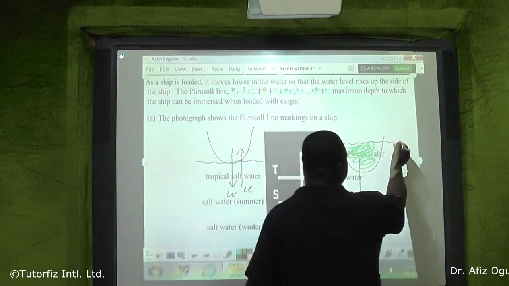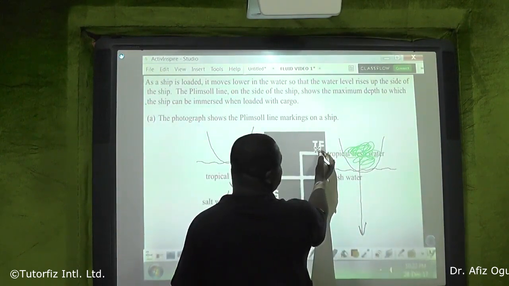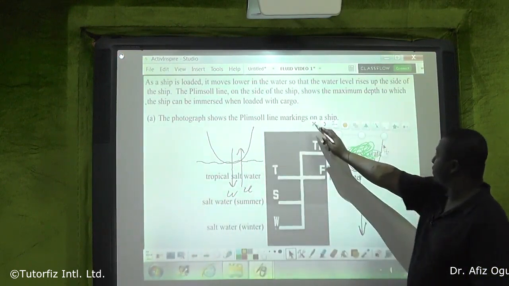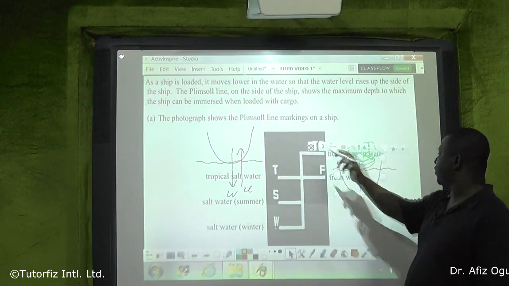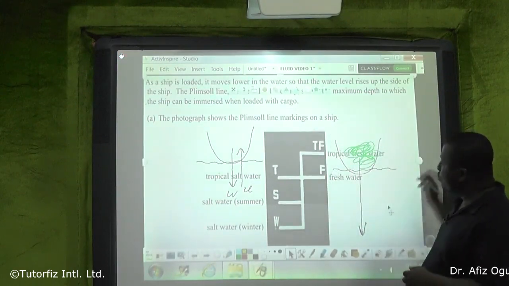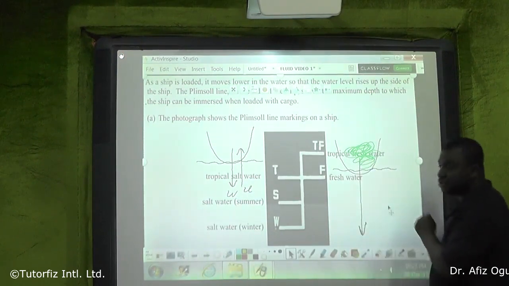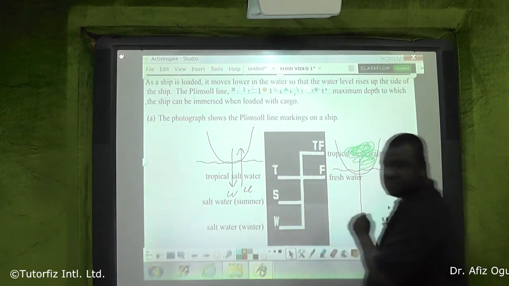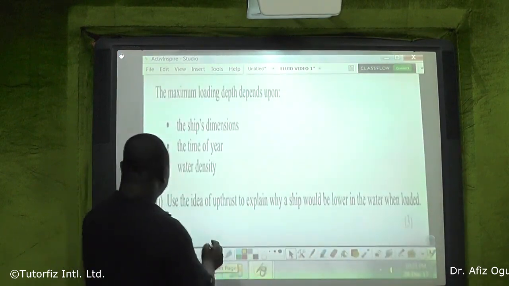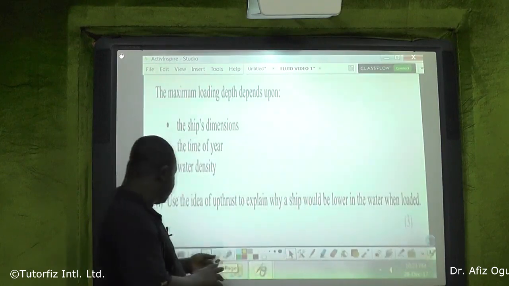When I have load inside, it was like this before. When I put load inside, it starts going in, going in, going in. So the weight increased. When the weight increased, why will it go in? That is what the question is asking us. Why will it sink when it is loaded? The question says, why will it be lower in the water when loaded?